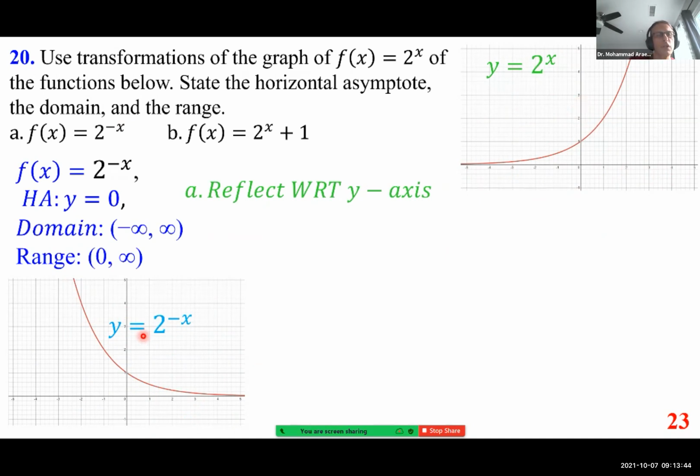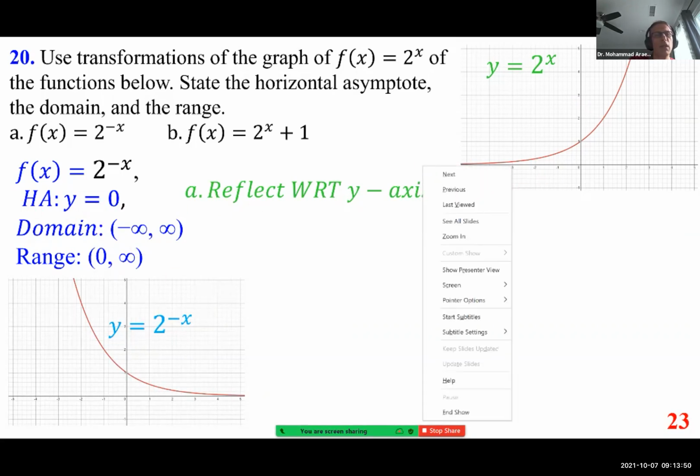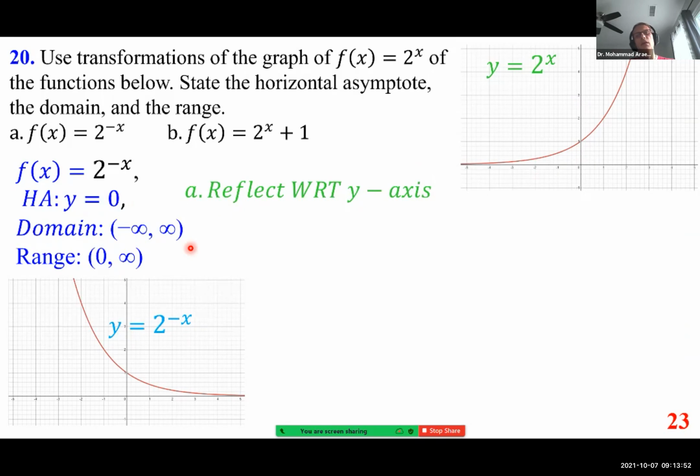So this is the function y or f of x equals 2 to the power minus x. Horizontal asymptote is the same. Domain, range, they remain the same. The difference is this is an exponential growth. This is an increasing function. This is an exponential decay. This is a decreasing function.